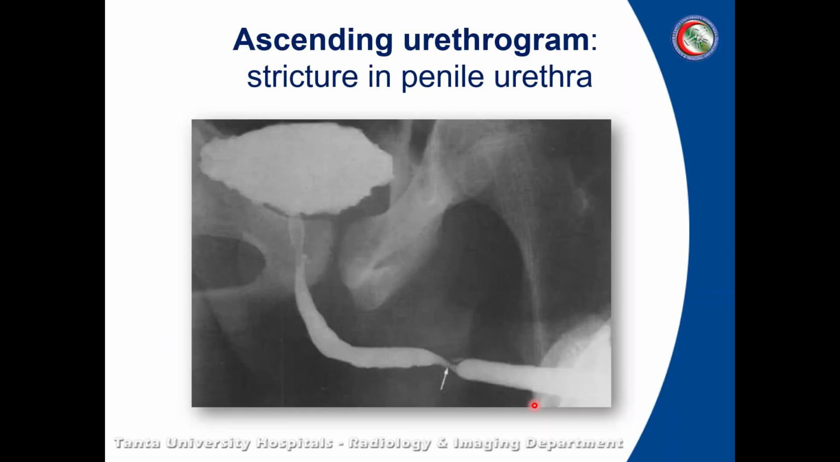The last lesion in this lecture is urethral lesion. It could be detected by ascending urethrogram. This is the region of penile urethra in male, and this is narrowing or stricture in its caliber. So the full comment is ascending urethrogram with stricture in the penile urethra.